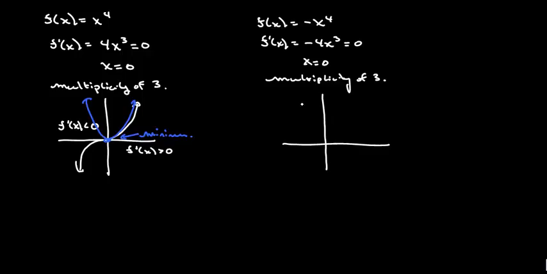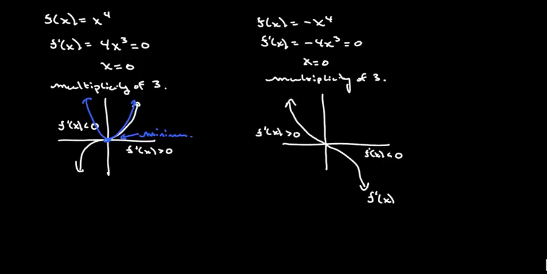But this function looks something like this. And so its derivative is positive on this side, its derivative is negative on this side. This is the derivative. Okay, this is f prime of x.